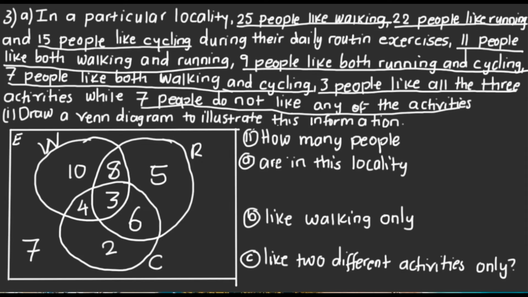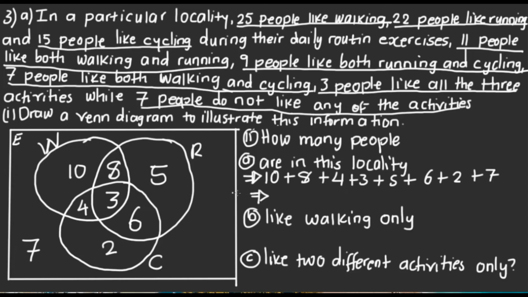How many people are in this locality? So to find this, we need to add all the numbers in a Venn diagram. So I'm going to start with 10 plus 8 plus 4 plus 3 plus 5 plus 6 plus 2 plus 7.